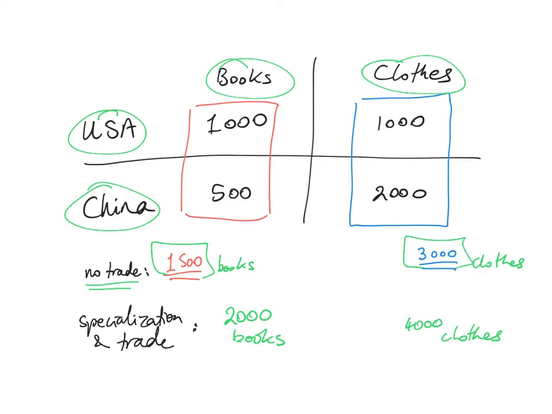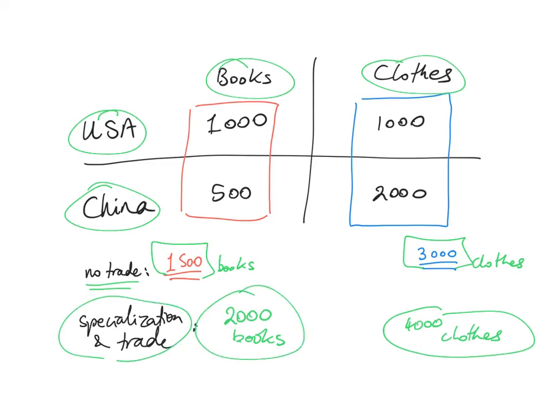But say, for example, we assume that each country is splitting its resources in half for books and half for clothes. If China focused on clothes where it's better, China would make 4,000 units of clothing. And the United States, if it focused on books, just books where it's better, it would make 2,000 books. And these are the benefits of specialization in trade, or what we call the gains from trade.